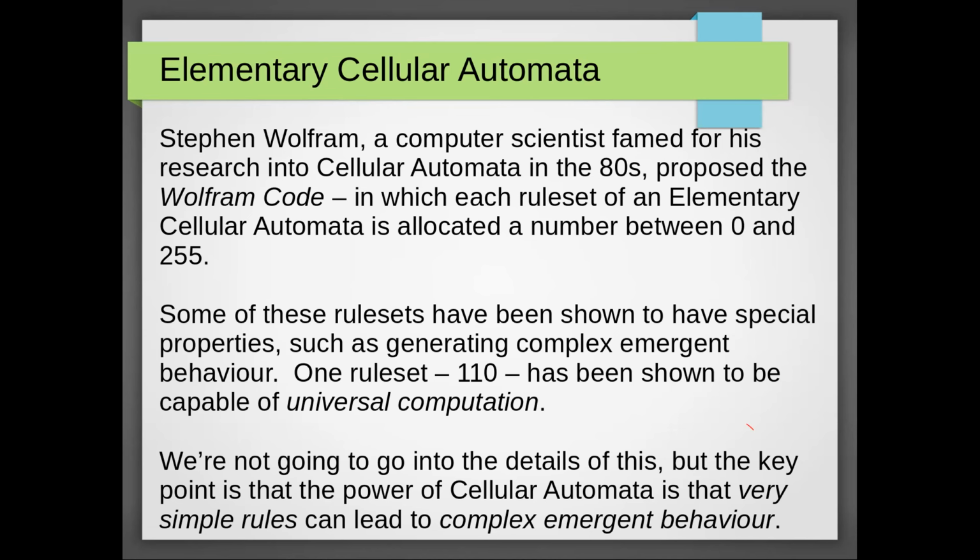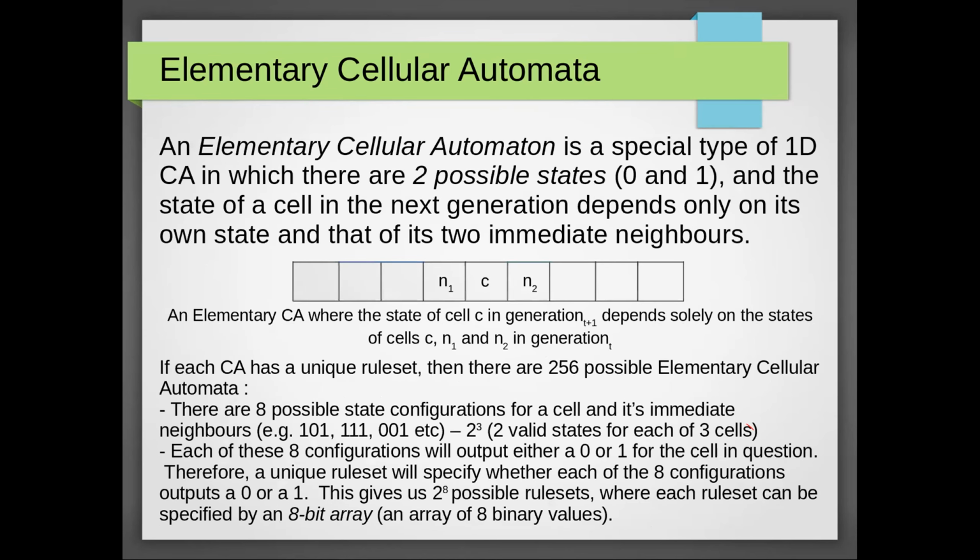The key thing I want you to take away from this is that these are incredibly simple rules. All we're saying with an elementary cellular automaton is that you've got some rules that define a one-dimensional cellular automaton, and the future of a cell in the next generation will depend only on what state it's in now and what state its 2 immediate neighbors are in. That's it. So the level of complexity in the rules is very small.